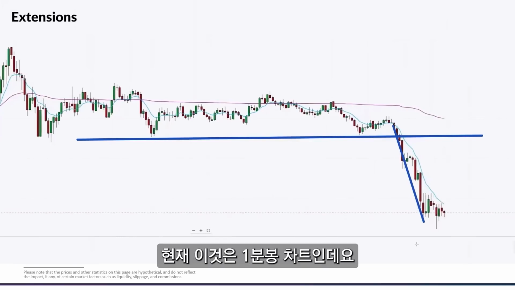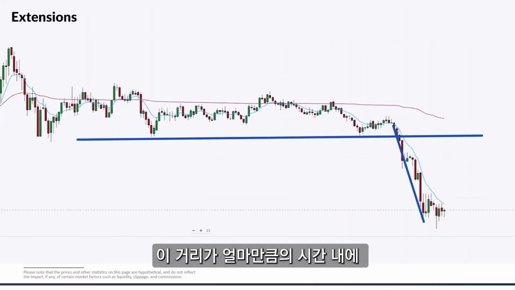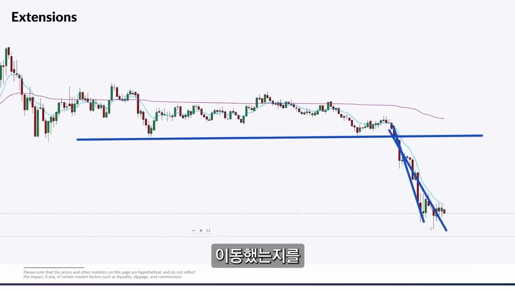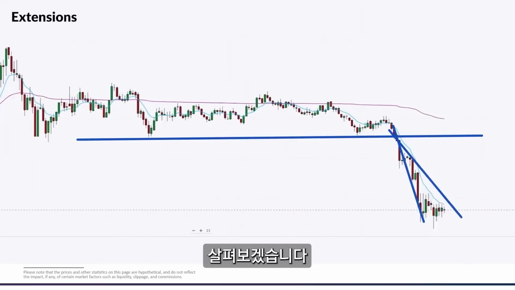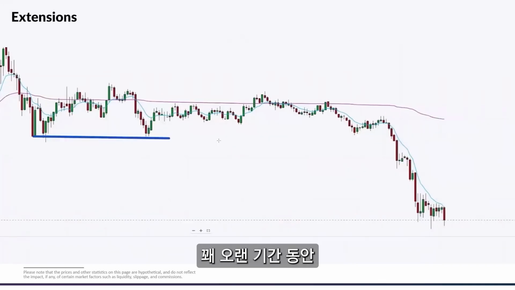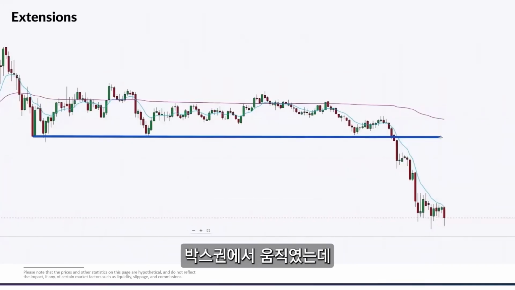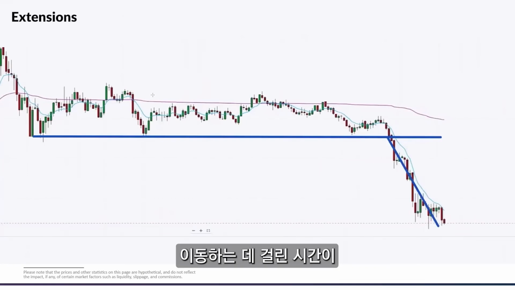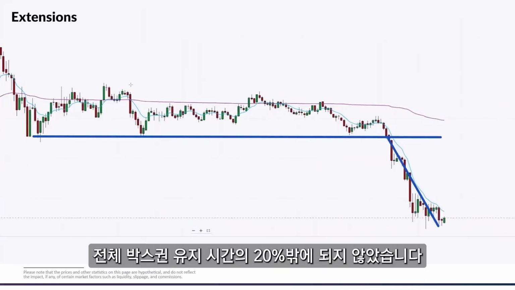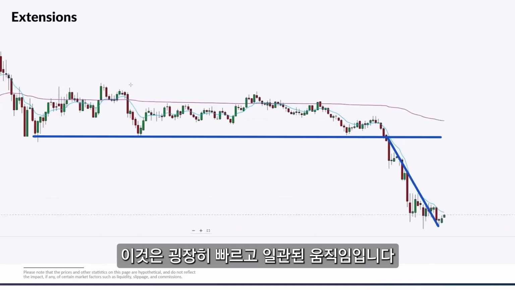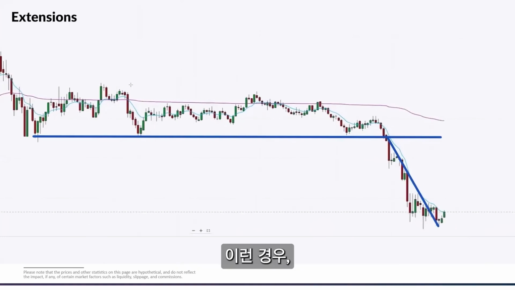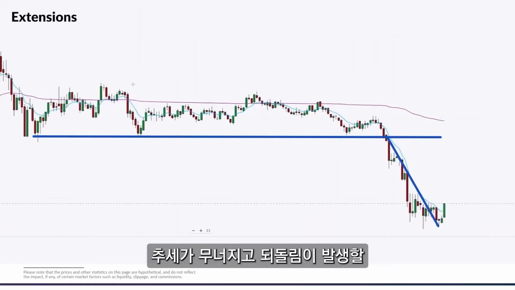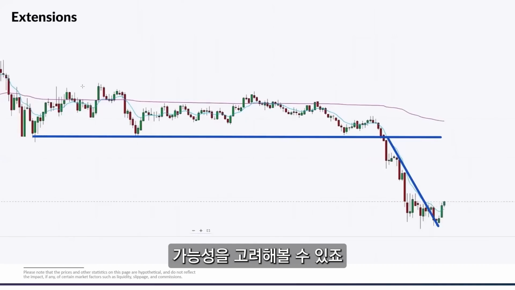So this is a minute chart. We're looking at how quickly this distance traveled in the time that it took. We were consolidating for a pretty significant period of time. And this entire distance, twice the distance of the height, was traveled in 20% of the entire time of that consolidation. That's a pretty fast, sustained move. Because of that, we can look for maybe a failure and some sort of retracement.